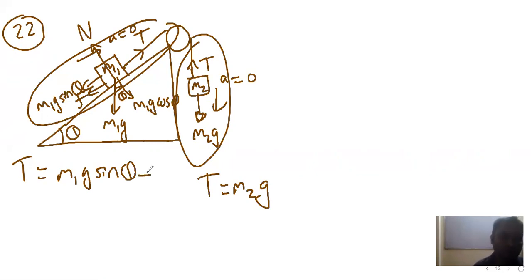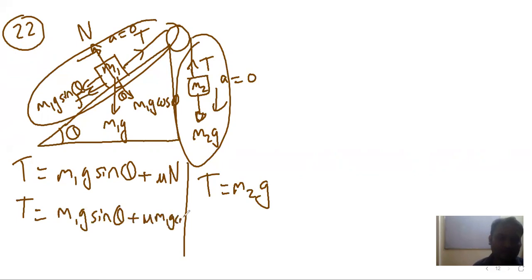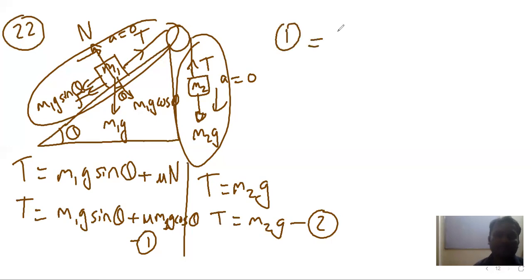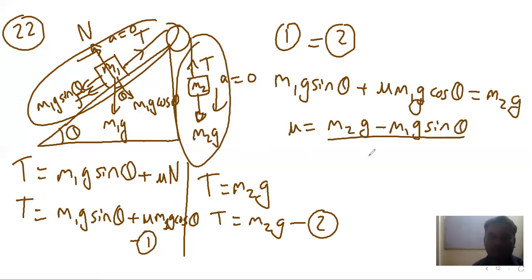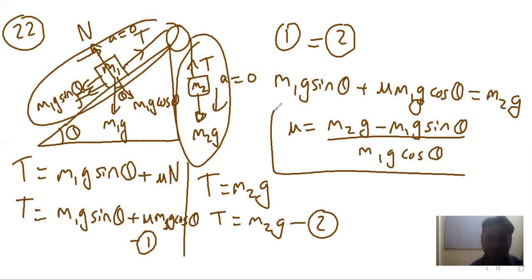So tension force is equal to M1G sin theta plus mu n, where n is M1G cos theta. So tension is M2G here. This is equation 2. Tension is M1G sin theta plus mu M1G cos theta. This is equation 1. Now if I equate 1 and 2, I will get M1G sin theta plus mu M1G cos theta equals M2G. So from this we'll get the value of mu, which we need to find. So mu will come out to be M2G minus M1G sin theta upon M1G cos theta. This is the value of mu which we need to find, which is the answer to this question 22.